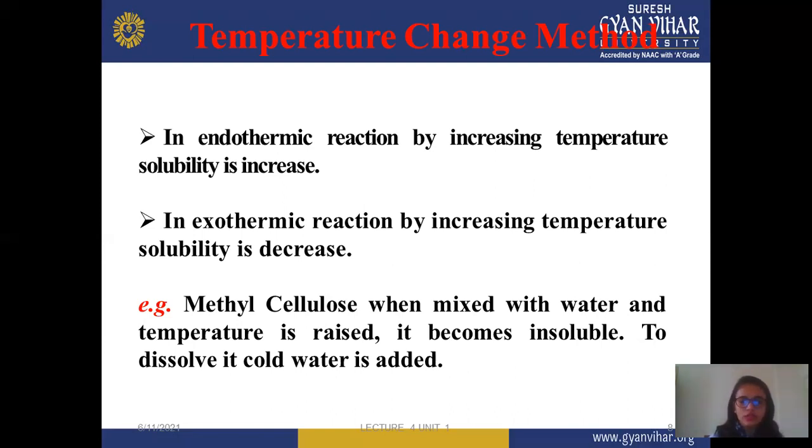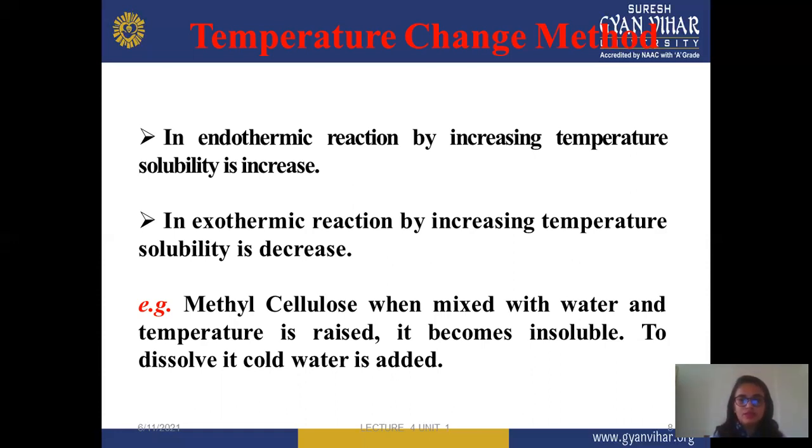And mainly two reactions are responsible: endothermic reaction and exothermic reaction. In an endothermic reaction, by increasing the temperature, solubility is increased. Endothermic means when you increase the temperature, it shows more solubility at a high temperature. But in the case of an exothermic reaction, by increasing the temperature, solubility is decreased. It is just the opposite of endothermic. In an exothermic reaction, temperature is increasing and solubility is decreased. It means you do not increase the temperature. In this condition, a lower, cooling temperature is required to solubilize or show more solubility.